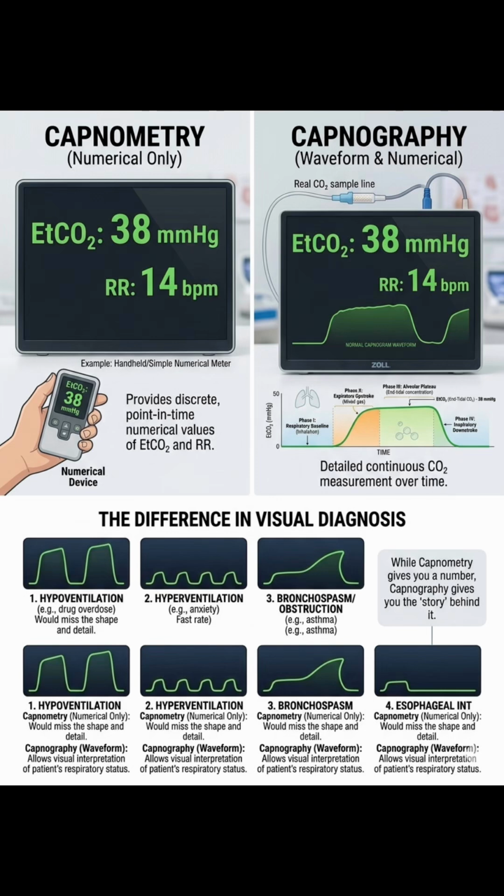So let's start with the basics. Capnography measures carbon dioxide in exhaled air. There's really two terms that you'll hear. Capnometry is simply the number. It's the end-tidal carbon dioxide, or EtCO2. Capnography is the number plus the waveform. If you look at it like a story, the number, or capnometry, will tell you what happened. The waveform, or capnography, tells you why. In pre-hospital medicine, the why is usually the most valuable piece of information.